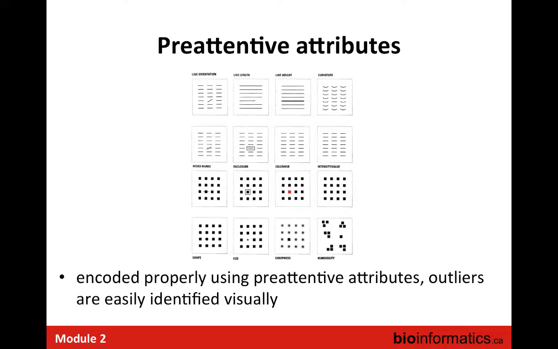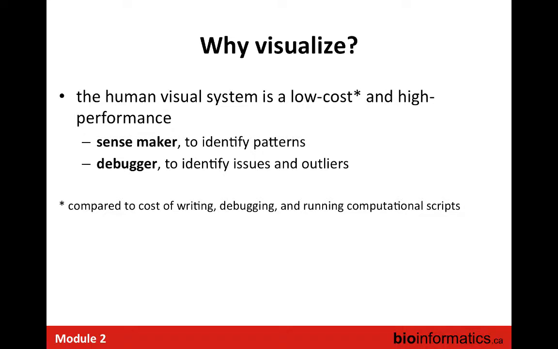As you can see on this small plot, everyone can spot very easily the outlier in every single little graph. So we can claim that the human visual system is a low-cost and high-performance sensor and debugger to identify patterns, issues and outliers, as compared to writing code, debugging, and running many scripts. Sometimes it could be quite hard to have an idea of what you're looking for as an outlier if you have never come across them.